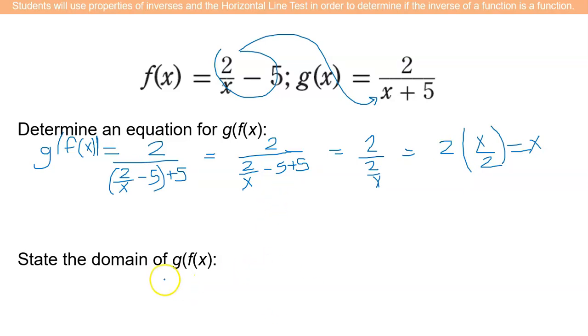Now, what's our domain of g of f of x? Well, our domain of g of f of x is the domain of f of x, because that's the one we substituted in. So our domain is going to be all real numbers, but x cannot equal 0, because that was the domain of f. Is that right?